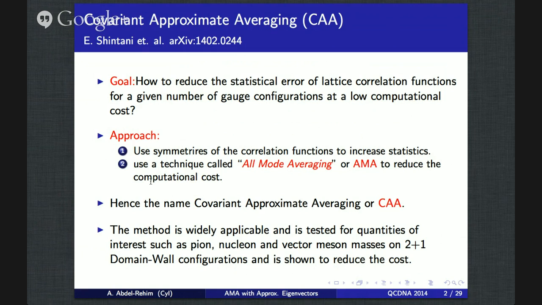And the second ingredient of this approach is, not we, the authors, by the way, this is Igor Shintani et al., in this reference, to use what's called all-mode averaging to reduce the computational cost needed to implement these symmetries. So then comes the name covariant approximate averaging. The method has been shown in this reference to be applied to many observables to lead to good improvement, reduction in the error, and tested on domain wall fermions with 2+1 dynamical quarks.